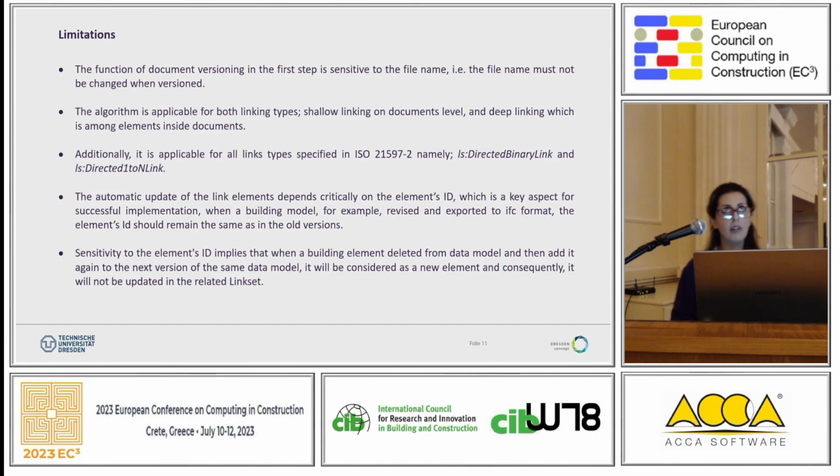For example, if we have a document containing a wall, and this wall is deleted for some reason, by mistake, for example, and then later, when a new version of this document is made, they add this wall back. It will have another ID, of course, so it will not be considered in the versioning process of the algorithm. So this is actually a significant limitation in this approach.